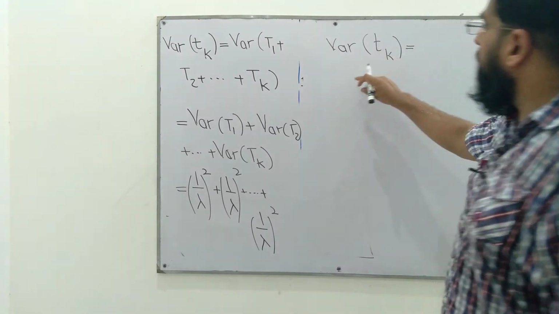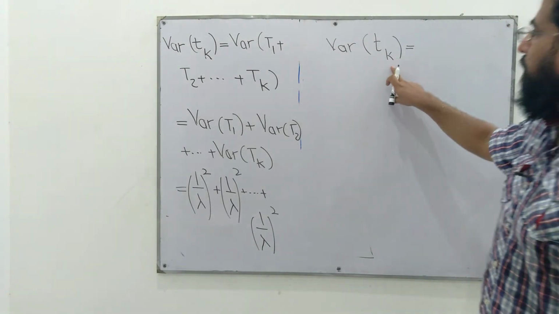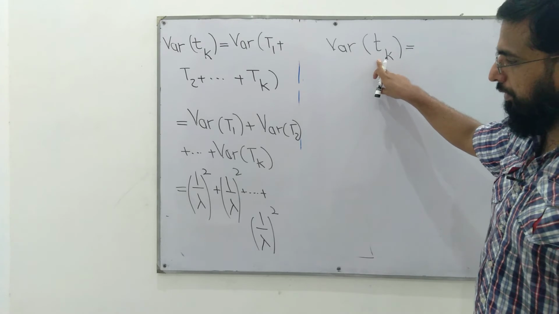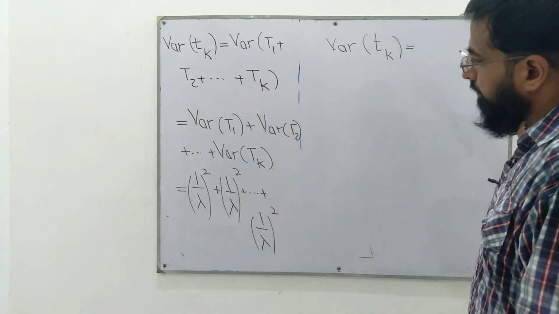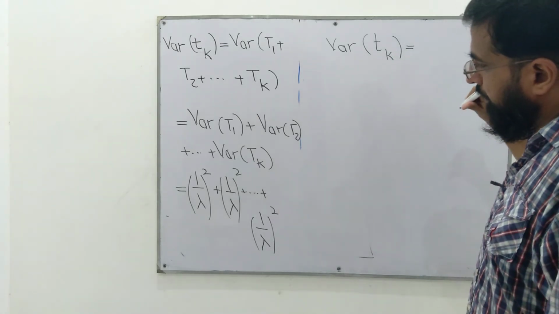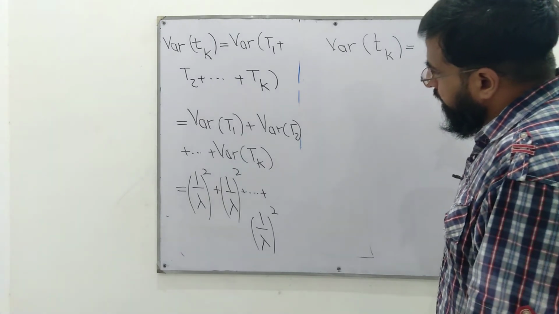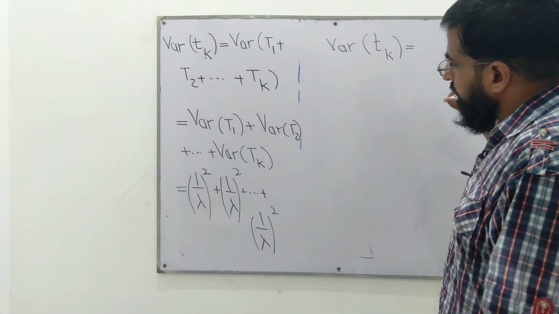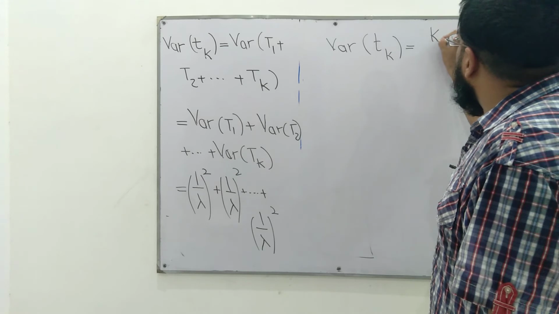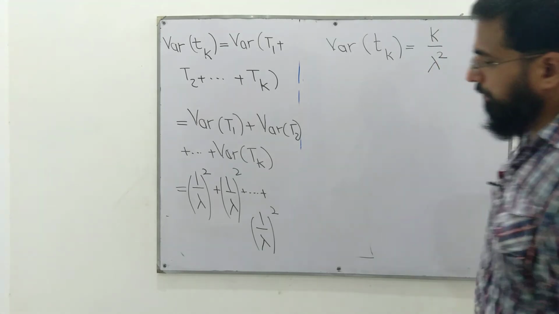So the variance of this Erlang distribution, of having the kth arrival exactly at time t, is k over lambda squared.